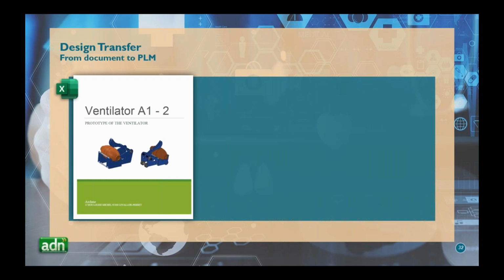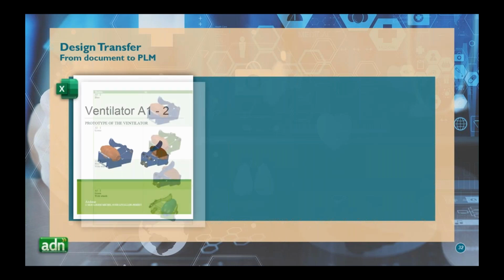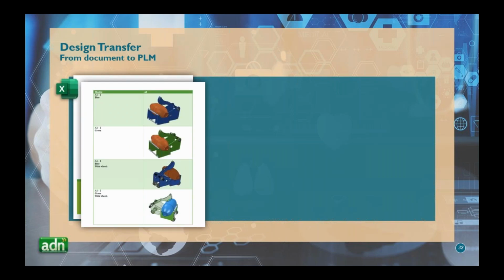So normally this document is available in Excel format, and it contains the four different versions of my model. For example, the first configuration is blue without casters. The second one is green without casters, and the third and fourth have casters, but they're different colors.